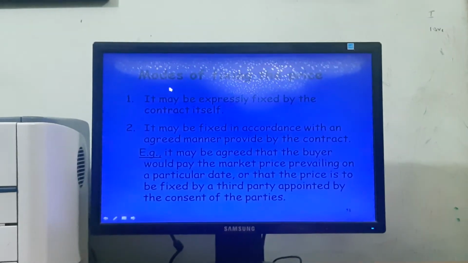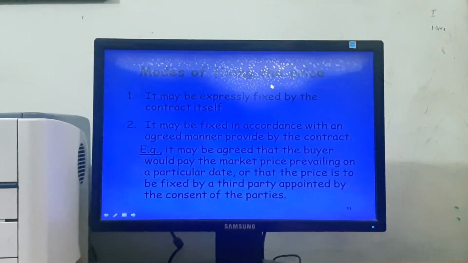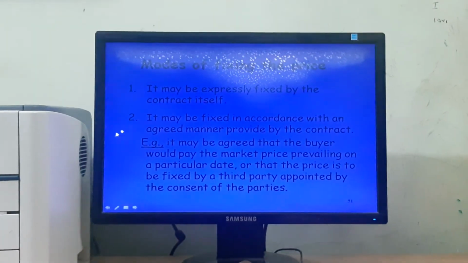Price of sale. Price is considered as the exchange of the goods. It is one of the important elements of a contract of sale. Now we shall see the modes of fixing the price of goods.